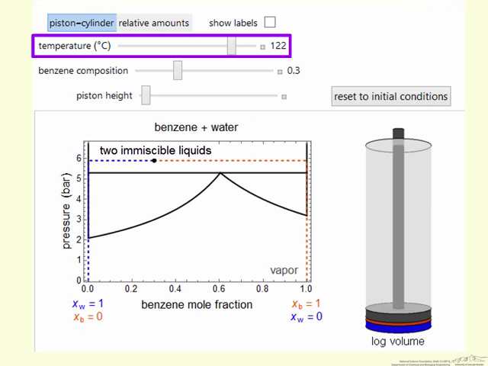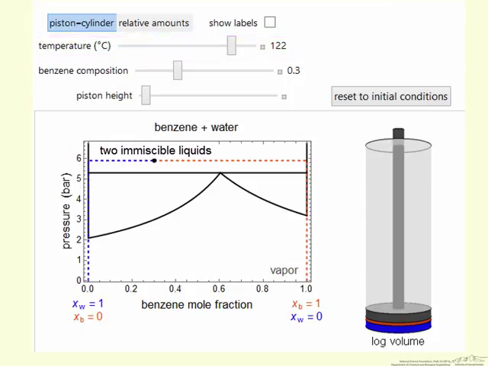I can also change the temperature in this simulation, and what the temperature change is going to do is move these phase envelopes, because when I change the temperature, I change the saturation pressure. So let's look at the simulation to get a better idea of this vapor-liquid equilibrium.